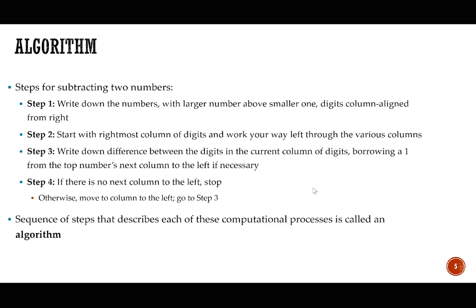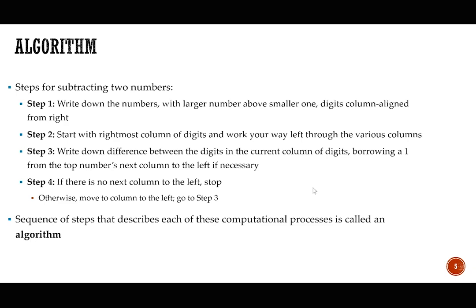So a little bit about algorithm in general. Here you can see 4 steps for subtracting 2 numbers. I really encourage you to follow these steps and see if, by following these steps, we can subtract 2 numbers or not, if these steps are accurate or not. Because an algorithm is a sequence of steps that explains everything. So for subtracting 2 numbers, 4 steps are listed here. Step 1, write down the numbers with larger number above a smaller one, digits column aligned from right.